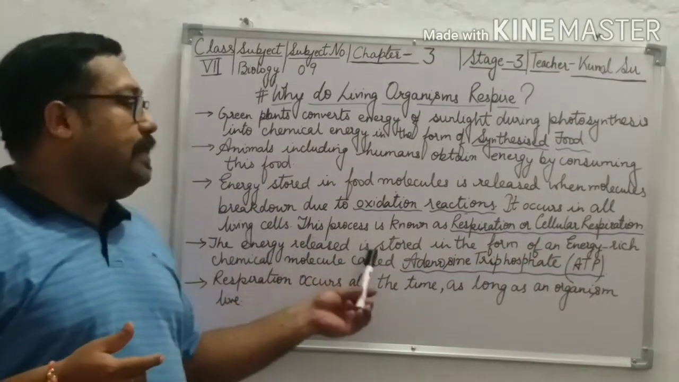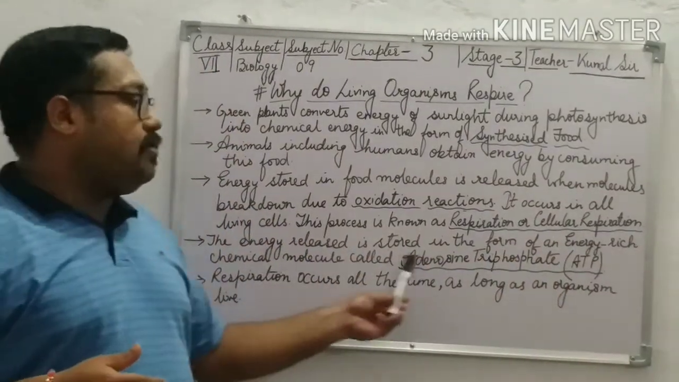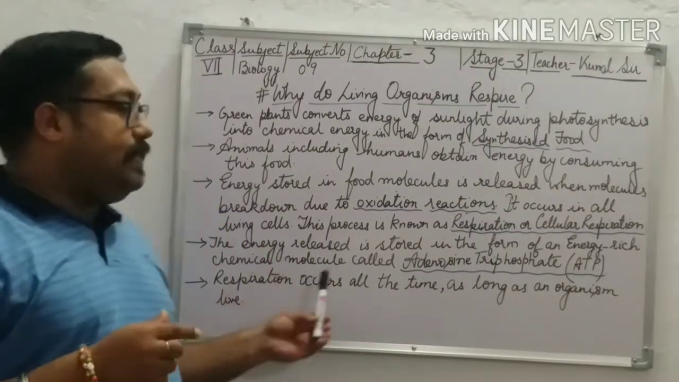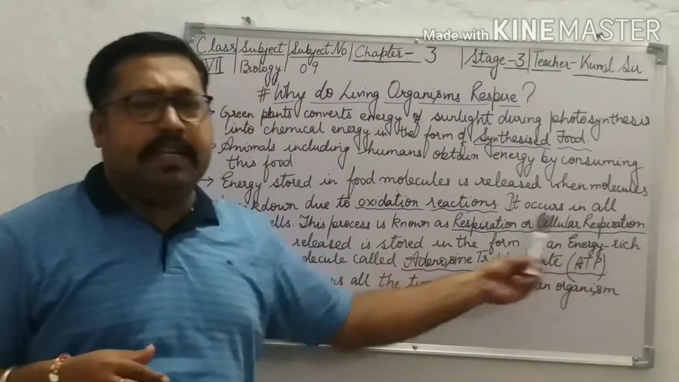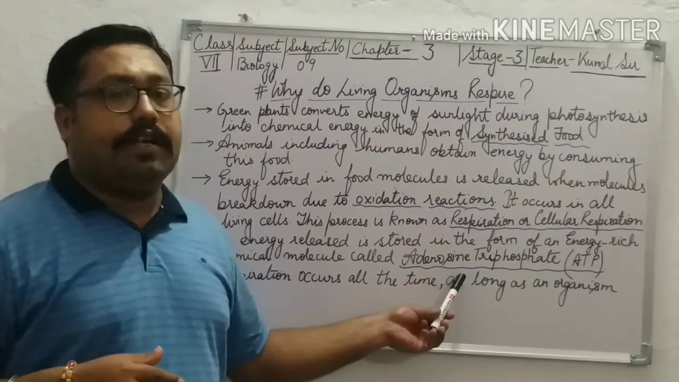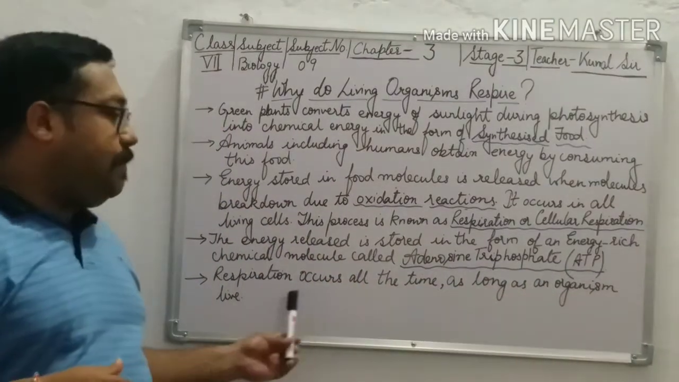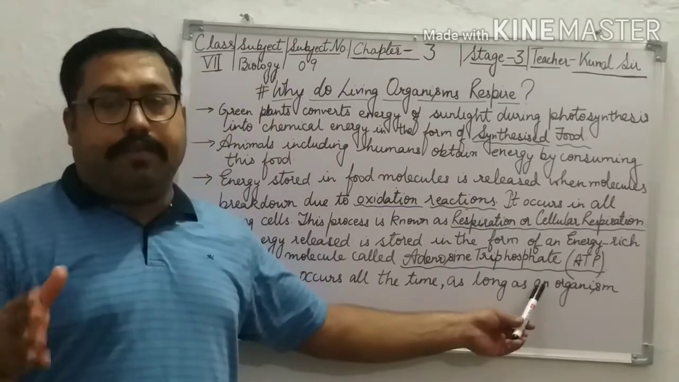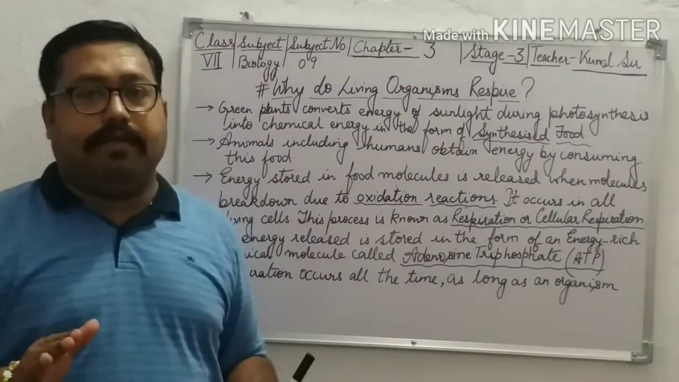And the energy released is stored in the form of energy rich chemical molecules called adenosine triphosphate. What is known? The energy which is released is stored in the form of energy rich chemical molecules named adenosine triphosphate. In short form you can say ATP. And respiration occurs all the time till the living organism lives. No respiration means no life.